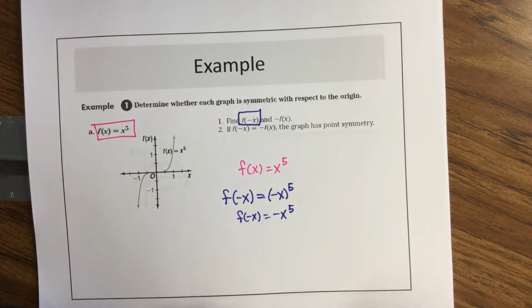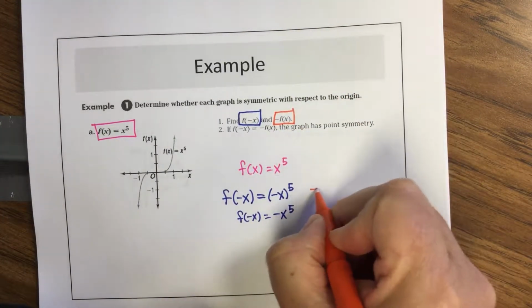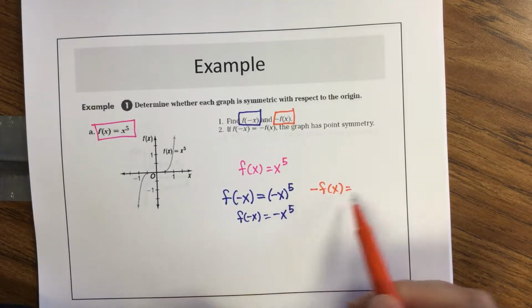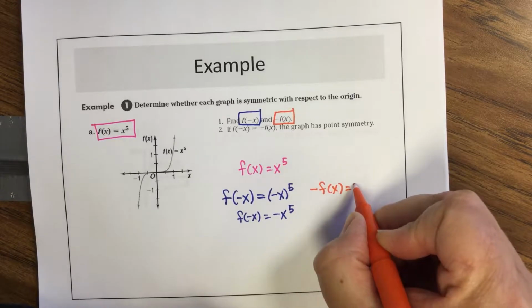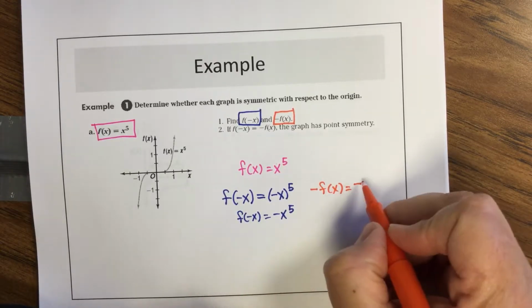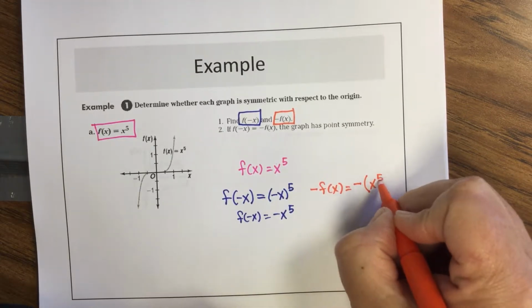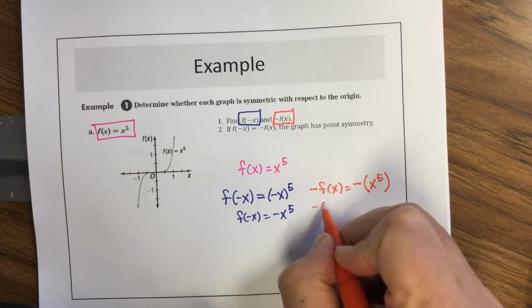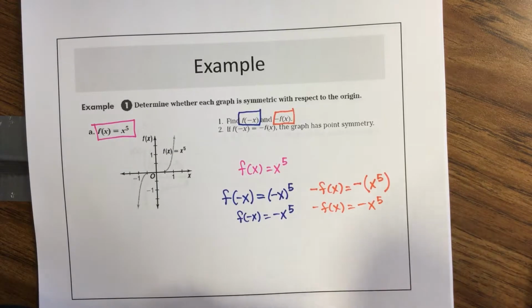The second time around, they want me to find negative f of x, which means I'm going to negate this entire function. Here I wrote my negative first, so I'm going to write my negative first here, and then write f of x, and f of x was originally x to the 5th. Once I distribute my negative, I get negative x to the 5th.